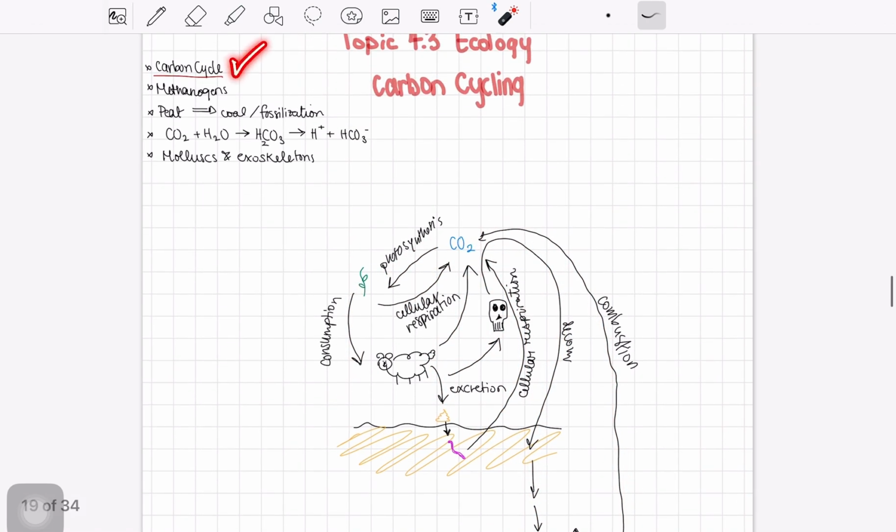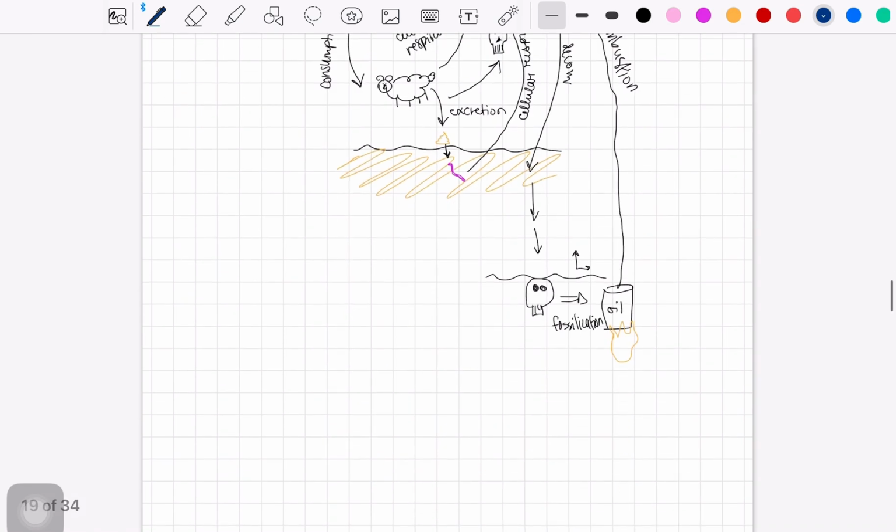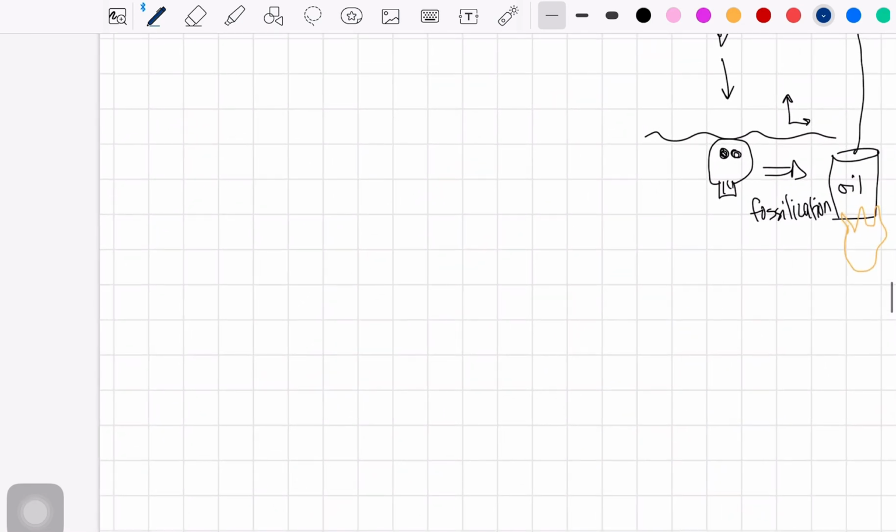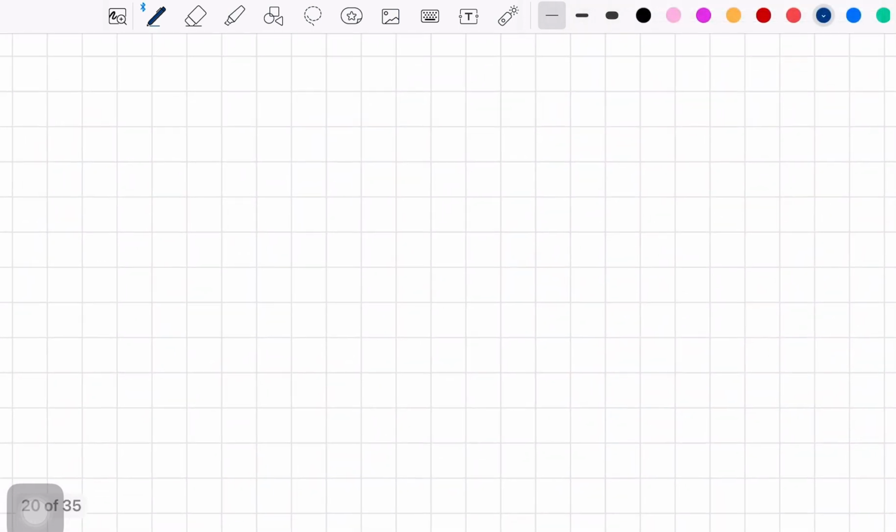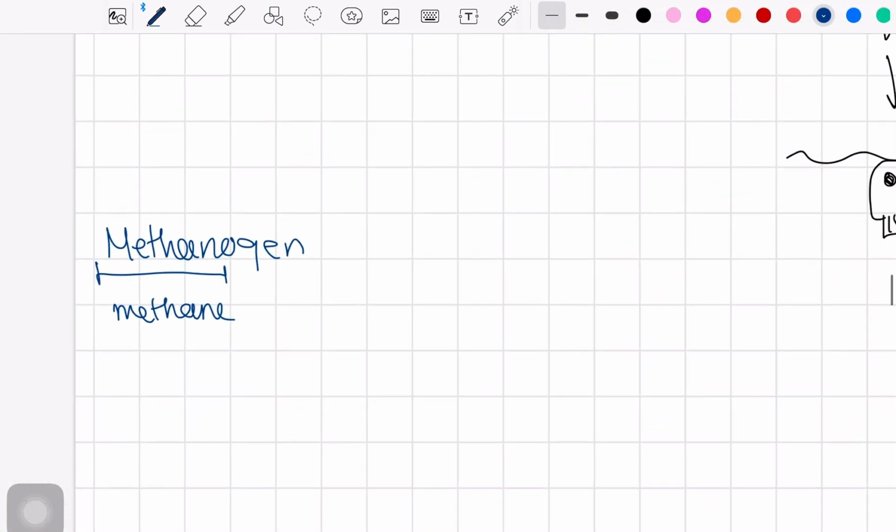So now we can check off the carbon cycle. We already did that. Okay, moving on to methanogens. What are methanogens? As you can see, the word methanogens contains methane. So basically, what methanogens do is that they convert whatever they can get their hands on into methane.